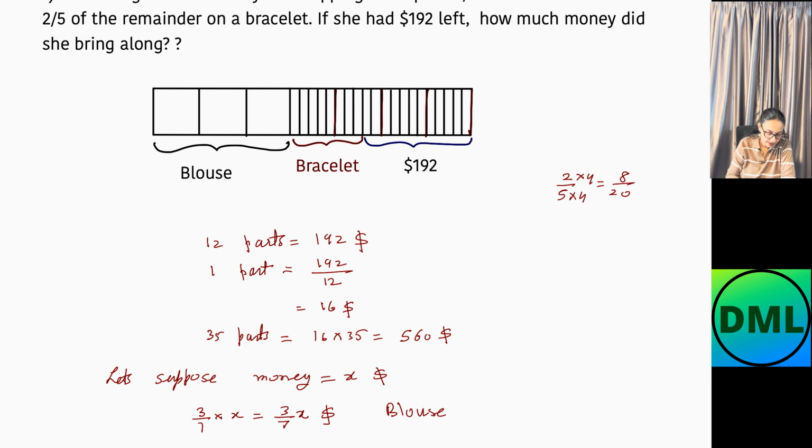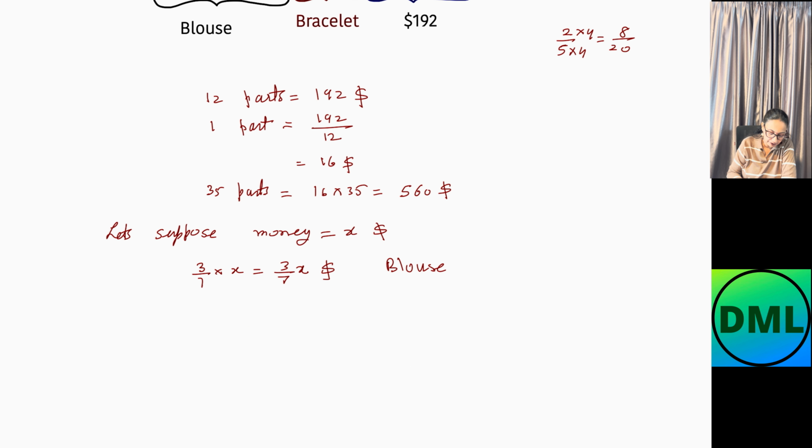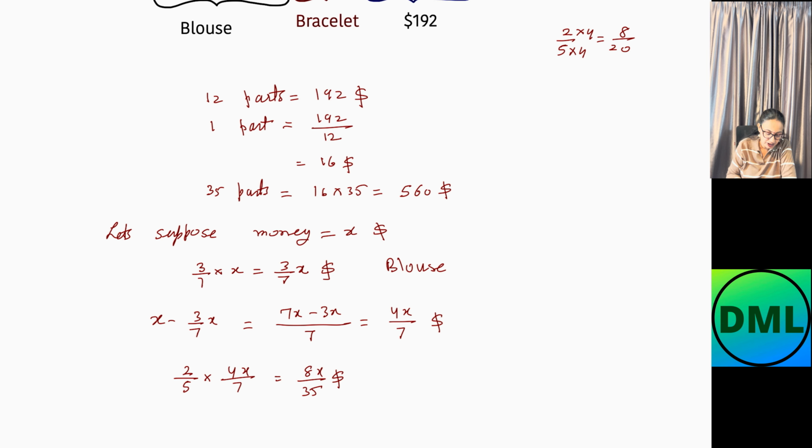After that, she spent 2/5 of the remainder. How much is the remainder left? Before that we had X dollars. Now she spent 3/7 X. The remainder is X minus 3/7 X. If I take the LCM here, 7, this will be 7X minus 3X, which is 4X/7. This is the remaining dollars you have. She spent 2/5 part of the remainder. That means I need to calculate 2/5 of 4X/7. That will be written as 8X/35. She spent that on the bracelet.